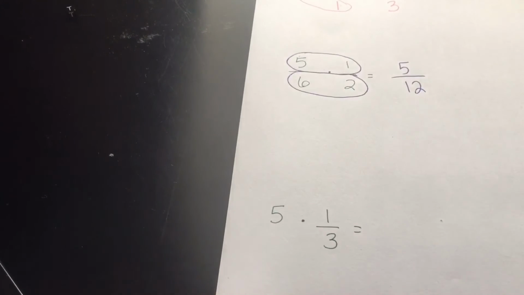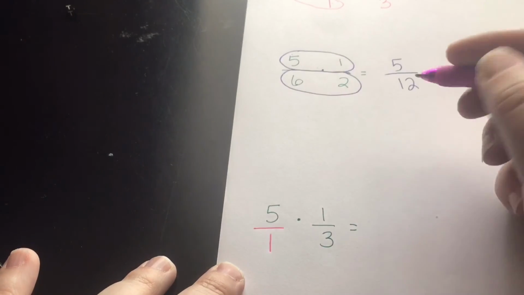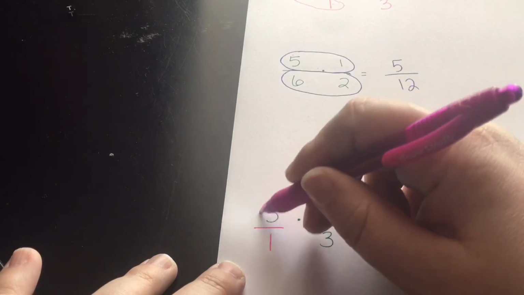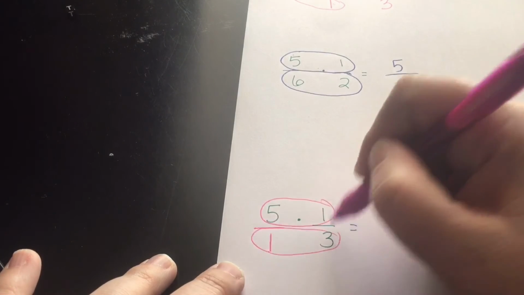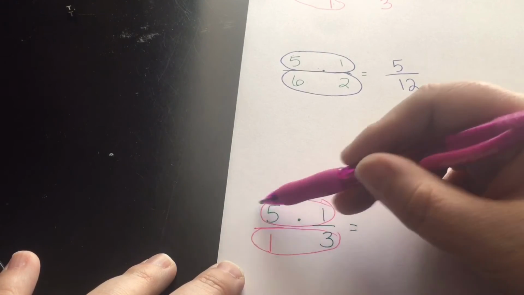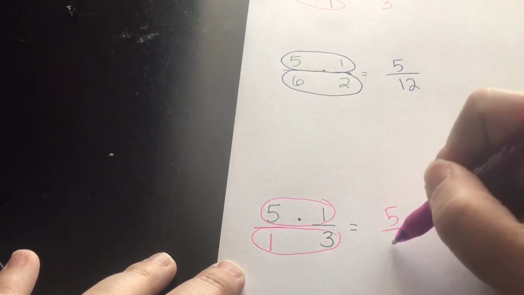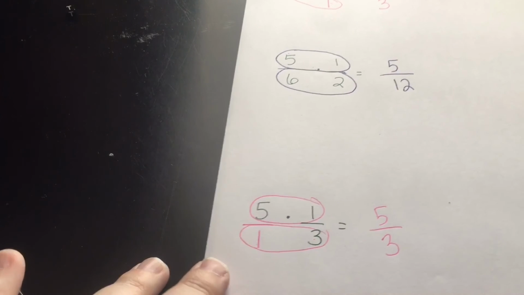Next one. All right, this one, there's a little bit more work, I'm not going to lie. First, I only have one fraction, but to multiply fractions, I need 2. So the first thing I'm going to do is put a 1 under it. Now I'm going to multiply tops and bottoms. Tops, bottoms, or numerators and denominators. 5 times, not plus, 5 times 1. 1 times 3. Now that may look familiar.